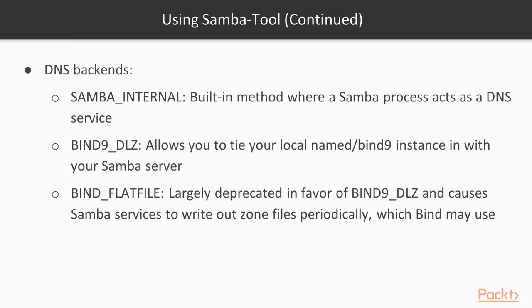These include SAMBA_INTERNAL. This is a built-in method where a Samba process acts as a DNS service. This is a good quick option for small networks. BIND9_DLZ. This option allows you to tie your local named Bind9 instance in with your Samba server. BIND9_FLATFILE. This option is largely deprecated in favor of BIND9_DLZ, but it is still an option if you are running an older version of Bind. It causes the Samba services to write out zone files periodically, which bind may use.